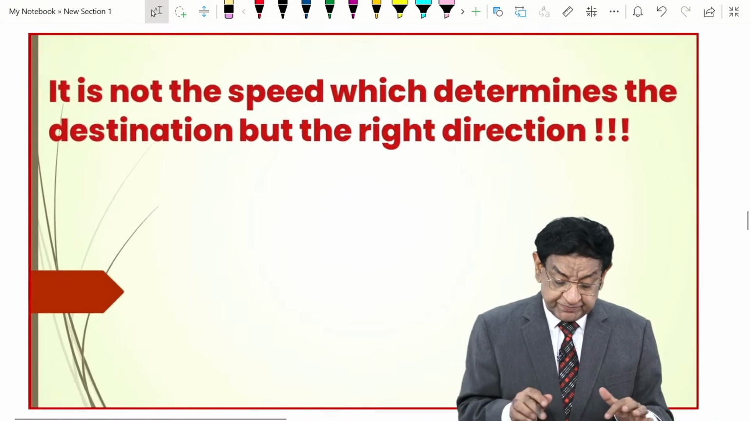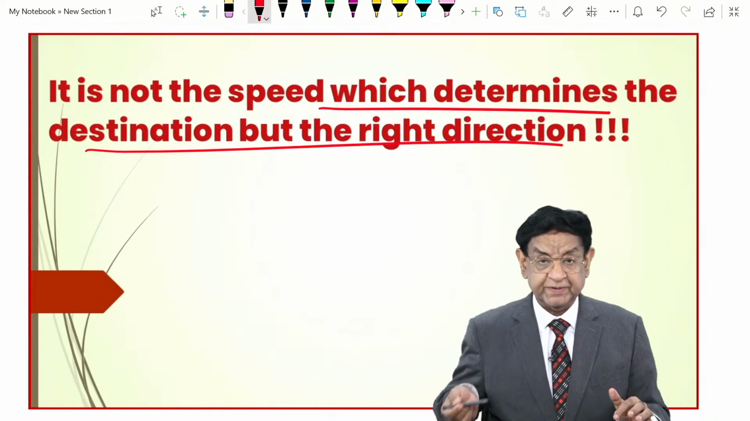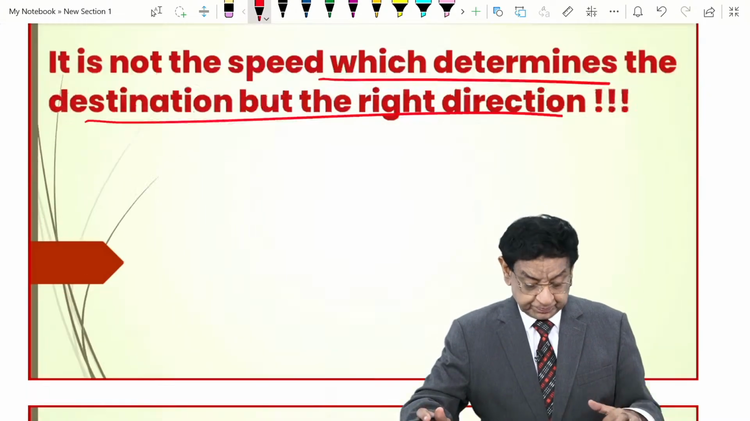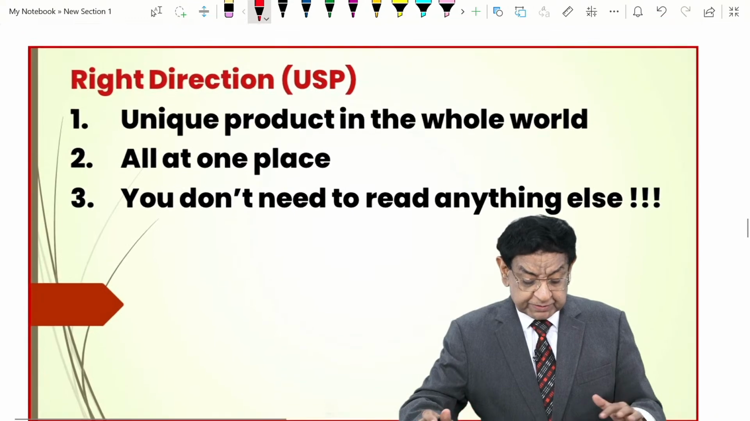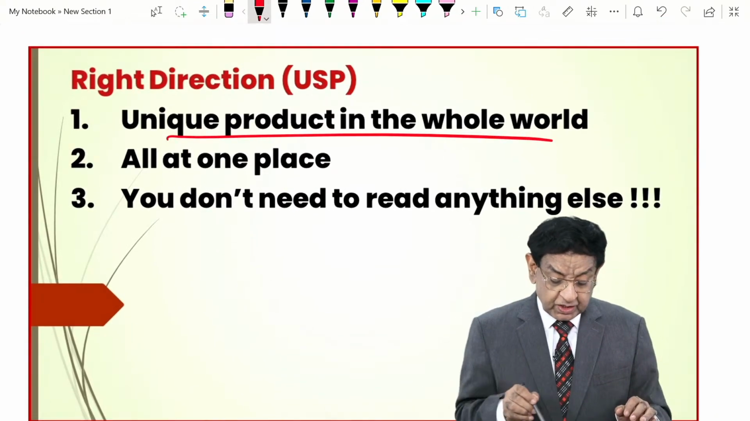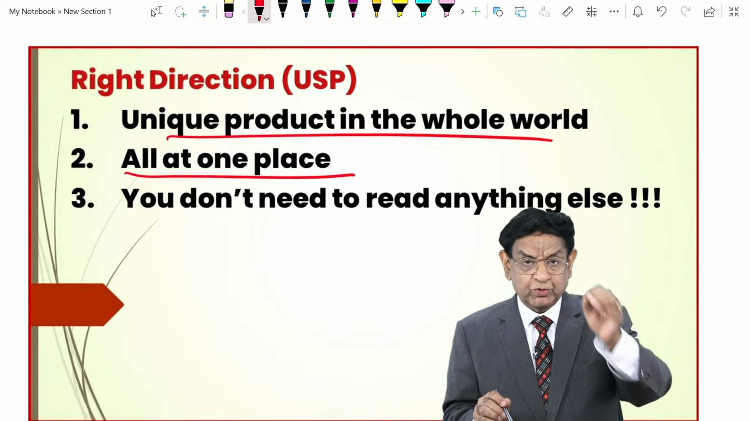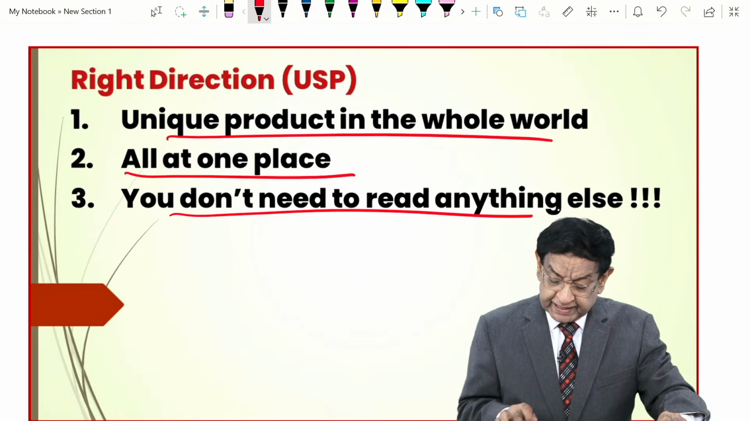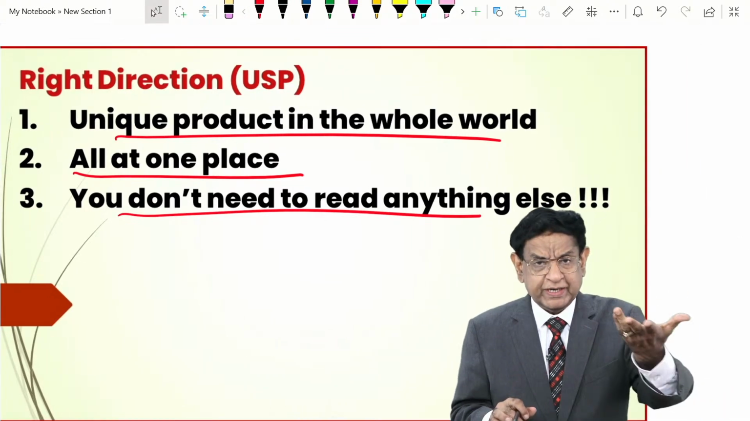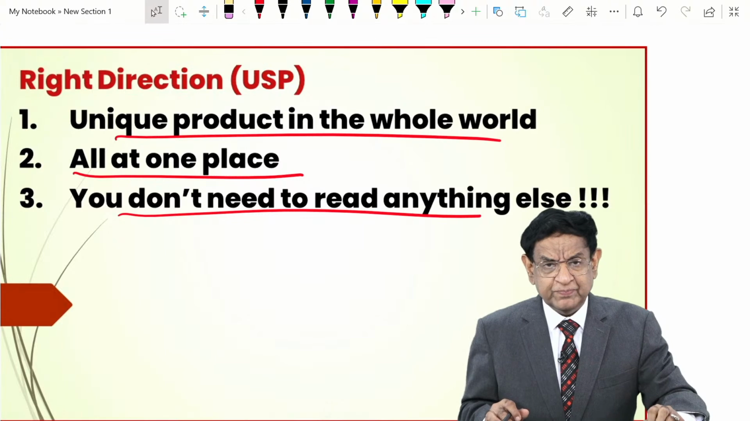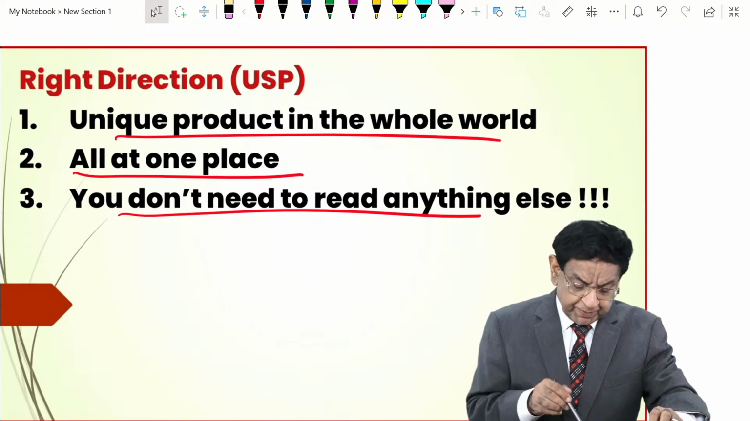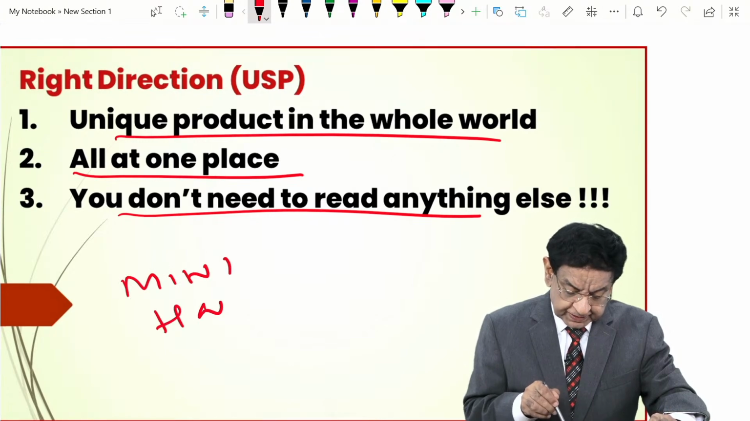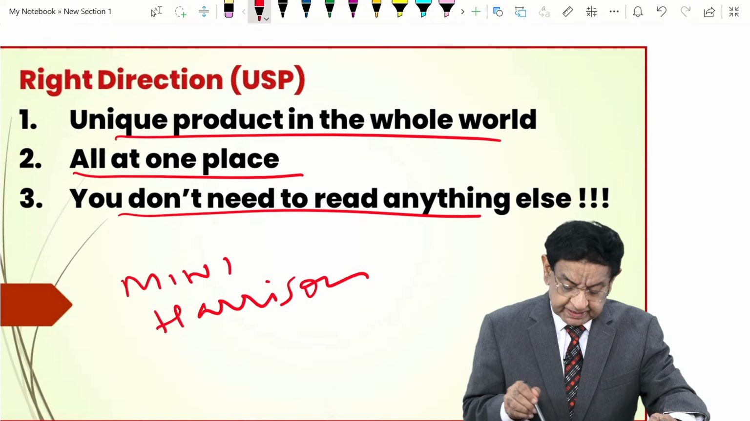It's not the speed that determines the destination, but the right direction. I'm here to give you the right direction. Do it. Right direction, USP: a unique product in the world. All at one place: question bank, notes, test and discussion. Nobody else is doing it like this. You don't need to read anything else. Biggest advantage: you don't need to read everything, I'm giving it to you. Plus, I'll give you a copy of my Mini Harrison also, the ultimate book, a best-selling book on Amazon.